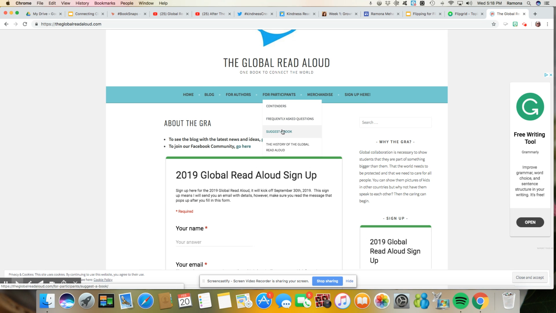For the different participants, you can suggest a book if you have a book you think would be great. There's something on the history, frequently asked questions. You can buy a Global Read Aloud t-shirt. But really, it's a super, super Read Aloud to be a part of because so many people in the world are involved, and there's a book for every level.